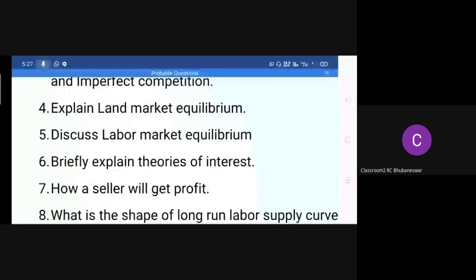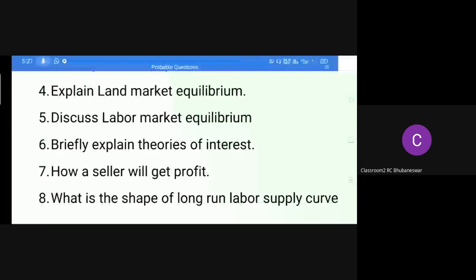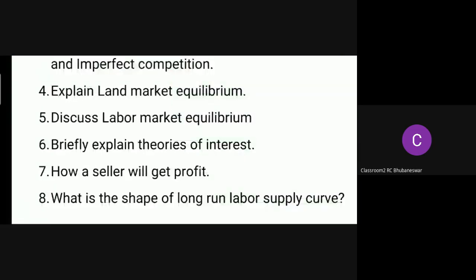Okay, next, briefly explain theories of interest. Theories of interest: you have to explain what is interest, and interest is the reward of the capitalist, and you have to write various theories. I think I told you three theories. First, loanable fund theory, second, liquidity preference theory, and third one is your time preference theory.